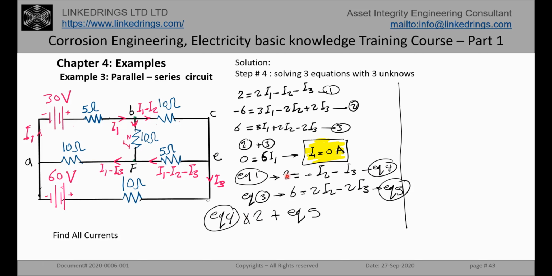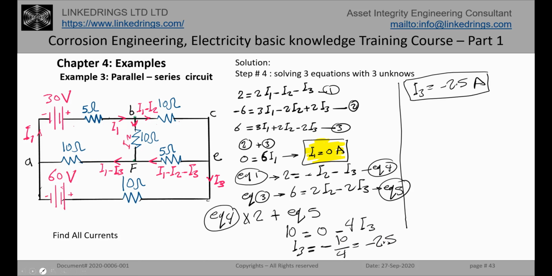So that means 6 plus 2 is 10. So 10 equals 2I2 minus 2I2 will delete each other, minus 2I3 minus 2I3, so minus 4I3. So I3 equals 10 divided by minus 4, which equals minus 2.5 amps.